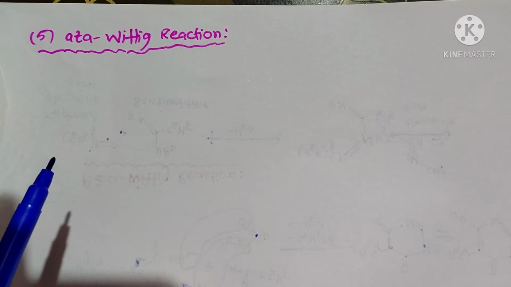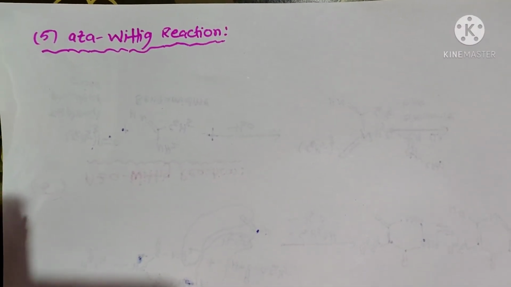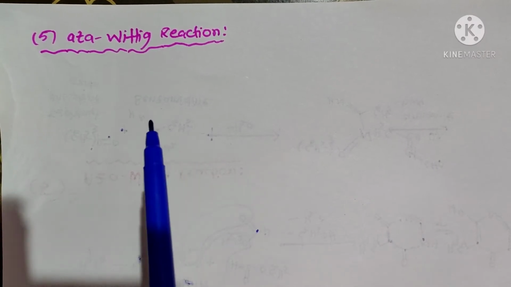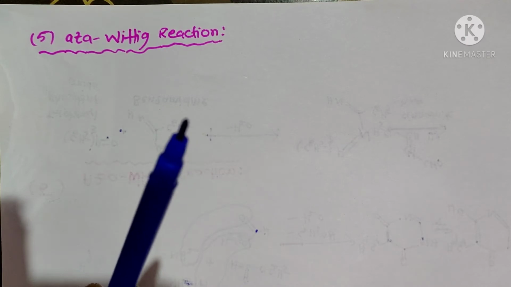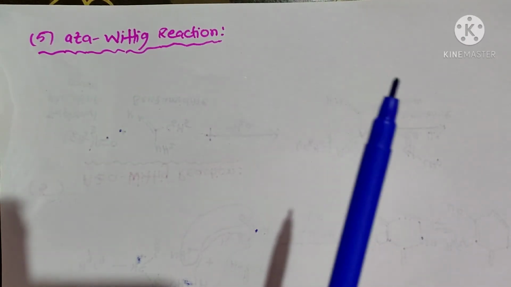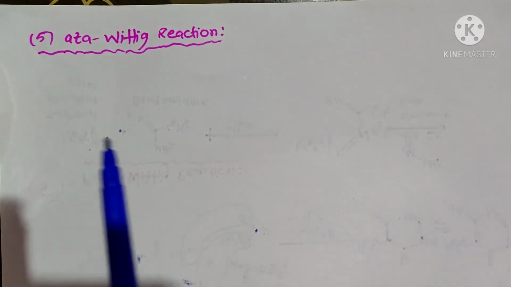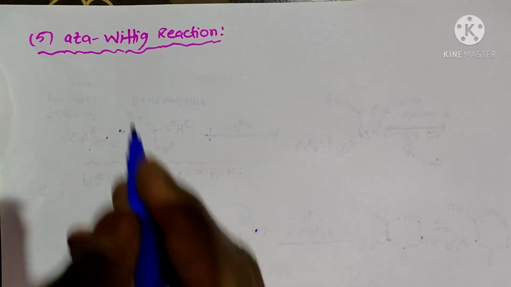My dears, now we discuss the fifth preparation method, that is the aza-Wittig reaction. We know very well that in Wittig reaction, carbonyl compounds react with the triphenyl phosphine ylides, and we get the alkenes. So here in the aza-Wittig reaction, a double bond is formed between carbon and nitrogen. So that's why we call this reaction the aza-Wittig reaction.